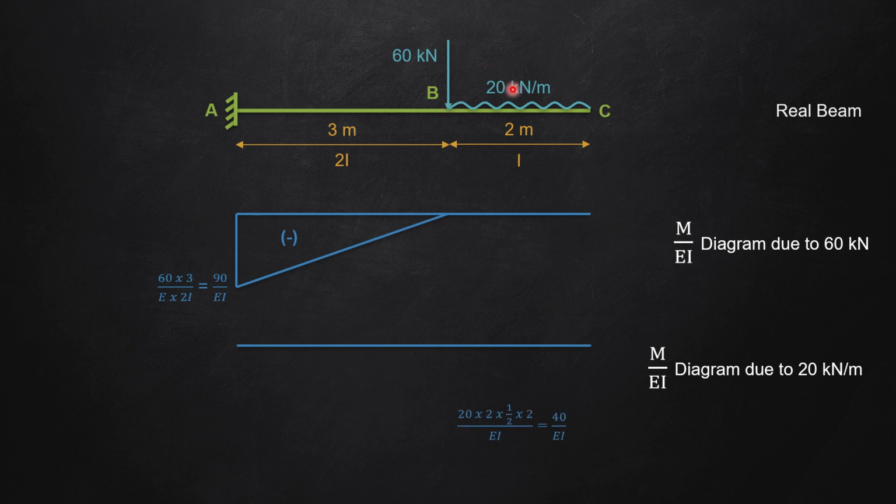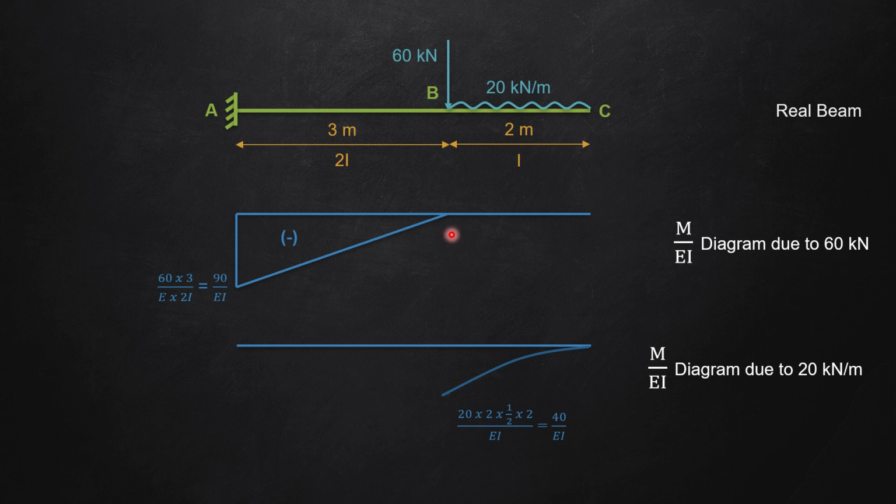It will be 20 multiplied by 2. That is giving the intensity. 20 multiplied by 2 multiplied by half of 2, that is the distance from the CG of this load to B, and divided by E multiplied by I. So that is 40 divided by EI, and this is going to be joined by a parabolic curve.